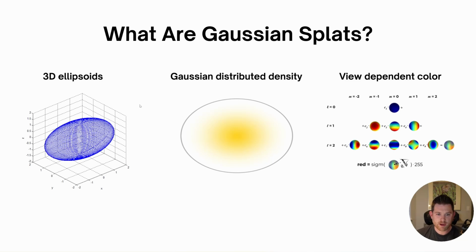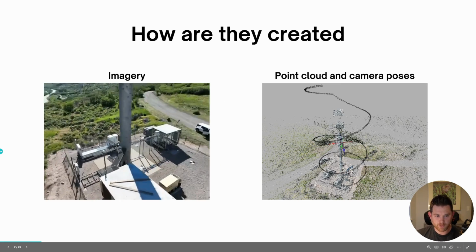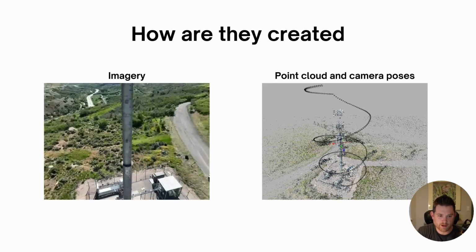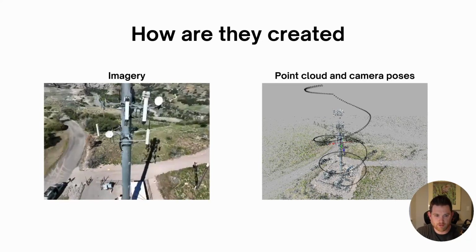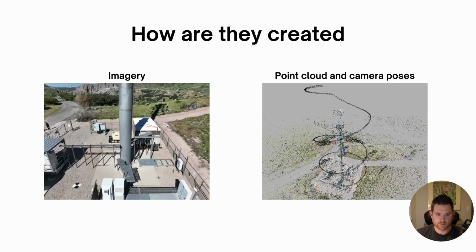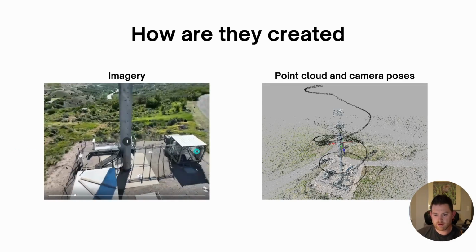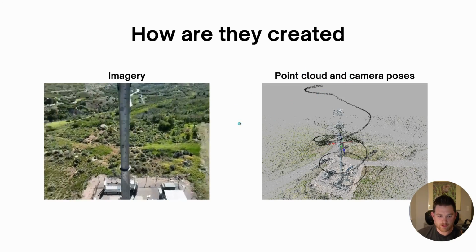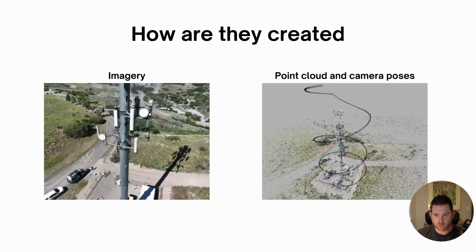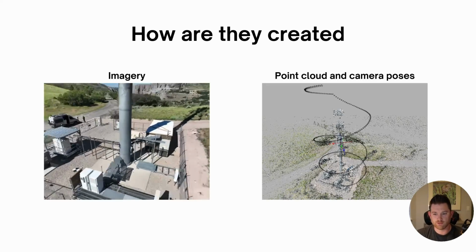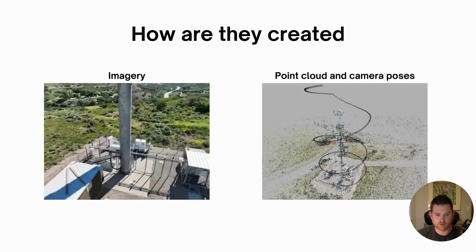So how is this made? How are these all put together to make your scene? Well, first you take imagery. And in this example, I'm going to use a telecom tower because it's a really easy thing to grasp. And I have all this overlapping imagery. I'm going to see all sides of this tower. And then what I need is a point cloud and camera poses. And a lot of this information, you don't have to actually make the point cloud and camera poses on your own. That's what the software will do for you. So you don't have to worry about it, but that's what's happening in the background.